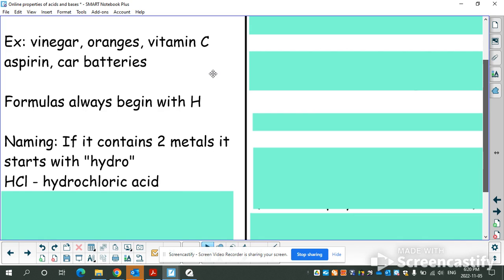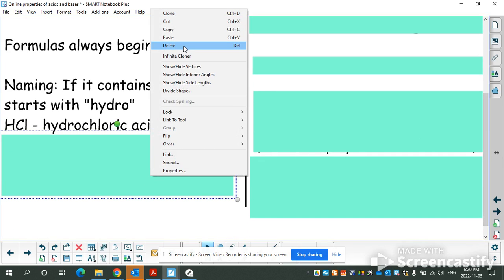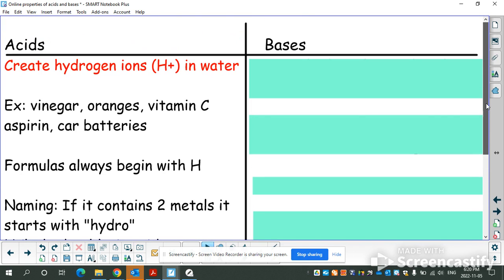If it's a metal and a nonmetal, it's always hydro followed by the nonmetal it's attached to, but with an ic at the end. When we deal with polyatomic ones, because hydrogen can happily attach to a polyatomic ion as well, we name them after the polyatomic ion. So sulfuric acid, when in our old naming system, we would have called it hydrogen sulfate. Still not wrong, hydrogen sulfate, it's just we want to recognize it as an acid.